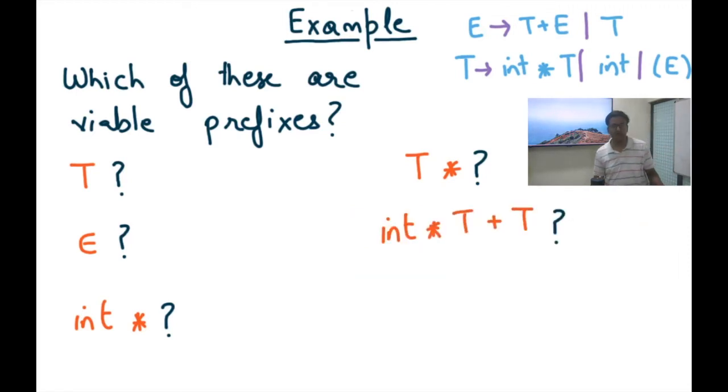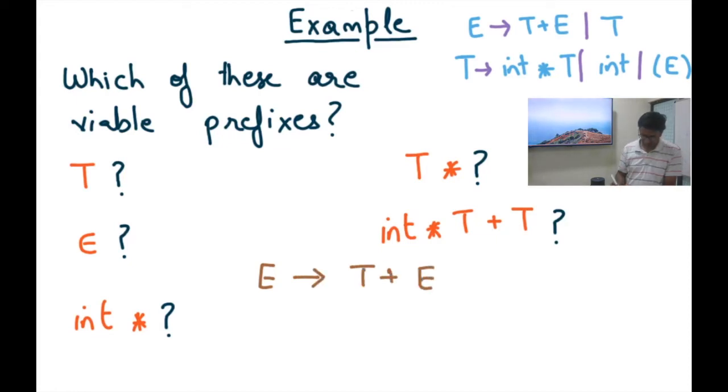All right, let's look at another example. Int star T plus T. Is int star T plus T a viable prefix of this grammar? So once again, let's start with E, and we want to produce int star T plus T as a prefix of some step of a rightmost derivation. So maybe I want to start with E produces T plus E, and then I produce T plus T. Recall that this is a rightmost derivation. So my next step would have to be that I derive T, and so maybe it will become T plus int, or maybe I want to do T plus something else. Maybe I want to do T plus int star T or whatever.